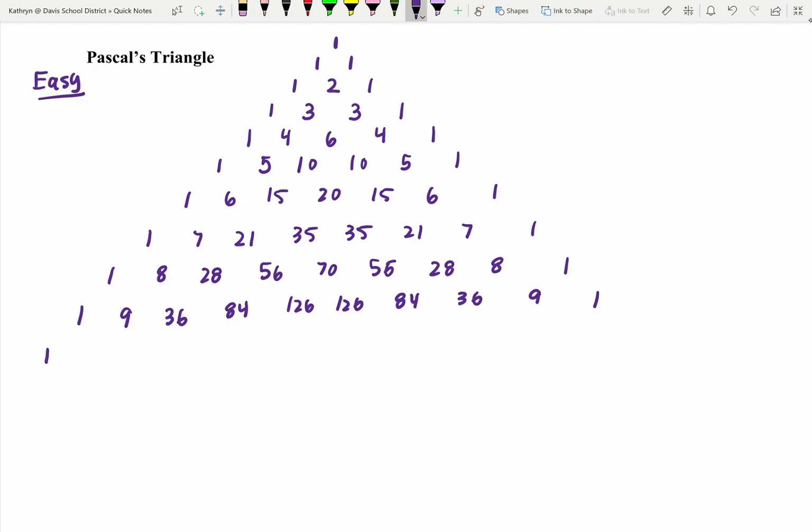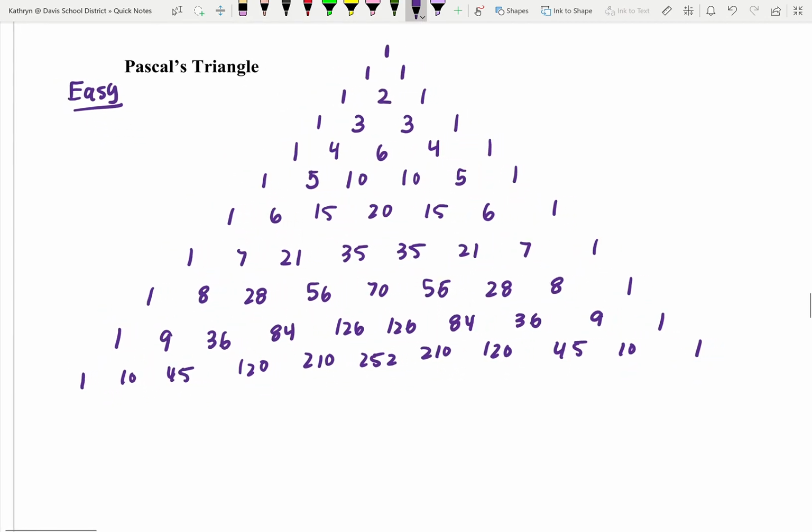One more. 1, 10, 45, 120, 210, 252, then it starts repeating. 210, 120, 45, 10, and 1. We could sit and do this all day. It's easy, right? Okay, this is super important.